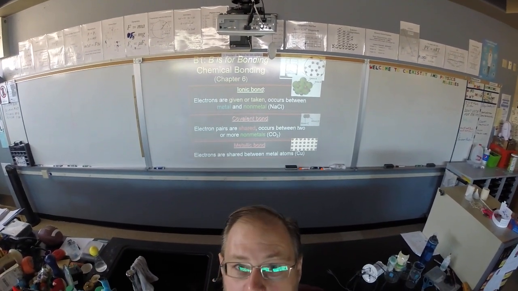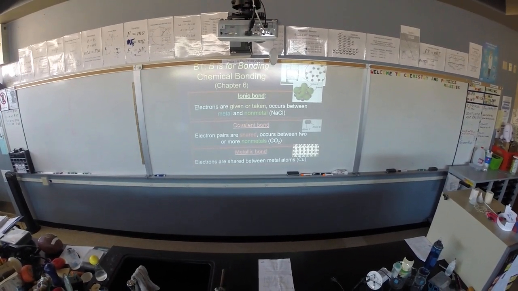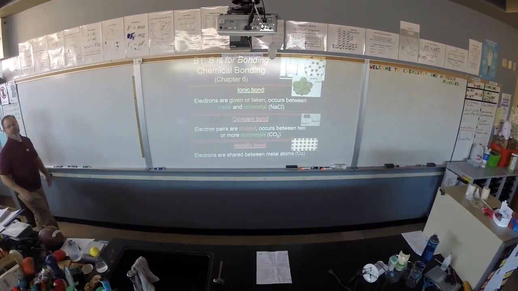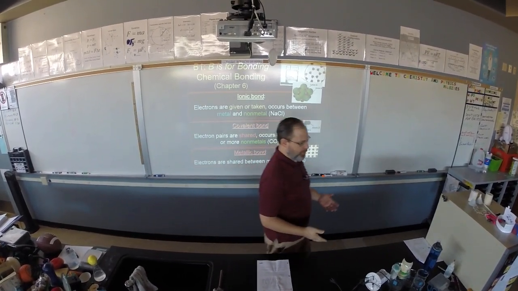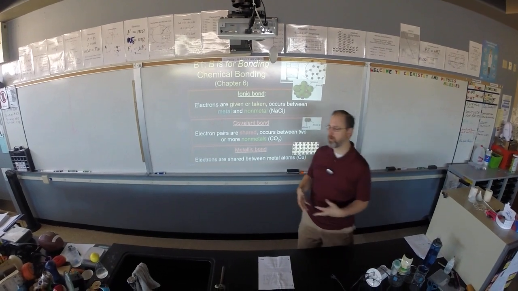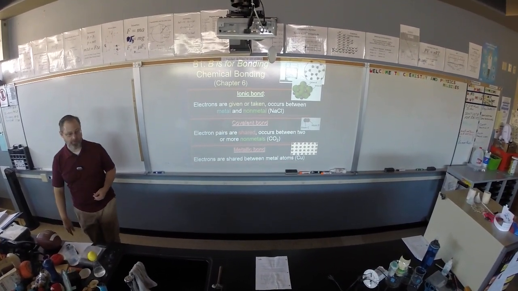All right. So this unit on bonding is the culmination of the last two units on electrons, where first we studied about electrons, then we studied about periodic trends. Now we're going to talk about how the electrons actually bond to create compounds and how those compounds interact.